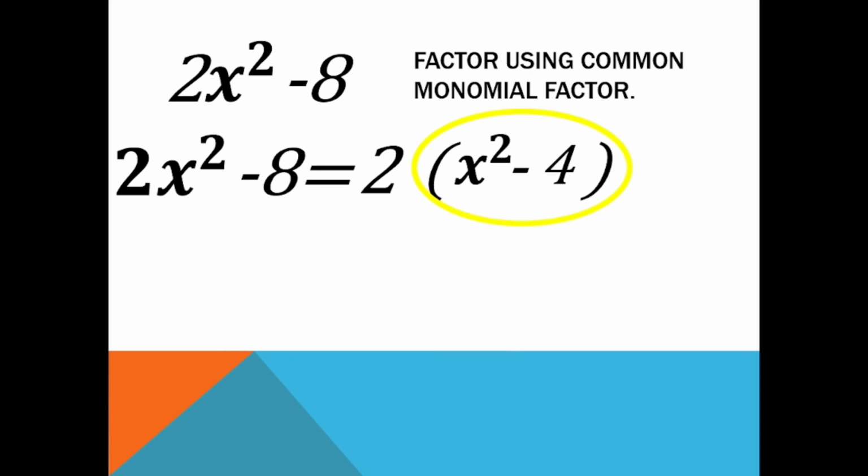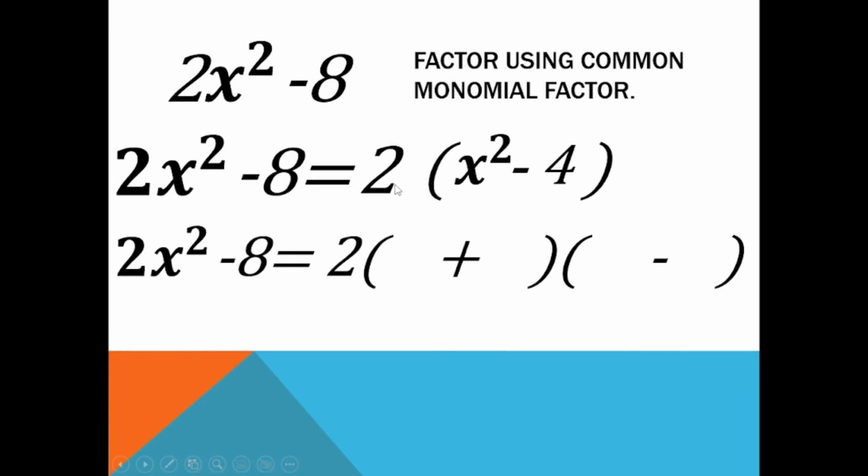So, now, we have the difference of two squares. So, we can easily factor this out. So, don't forget again the 2 that we have factored out first. And then, we will now have 2 parentheses with plus sign and minus sign. So, we will get the square root of x squared, the answer is x, and the square root of 4 is 2.